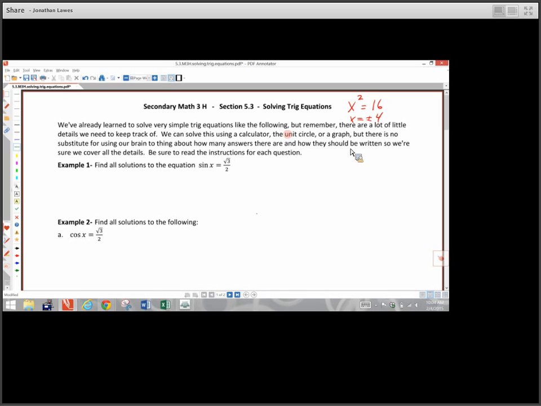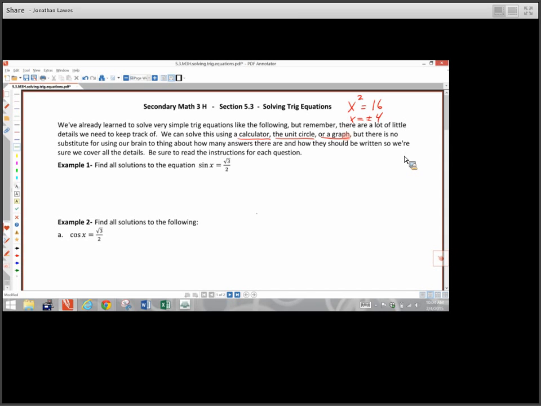So we're going to read through this really quickly. It says, we've learned to solve very simple trig equations, okay? We've actually solved stuff like this before, okay? But remember, there are a lot of details we need to keep track of, okay? We can solve this using, and I'd like you to underline this, you can solve this problem using a calculator. You can solve it using the unit circle, okay, or drawing triangles. Okay, you can also use a graph to solve this, and hopefully I'll be able to show you all three techniques today.